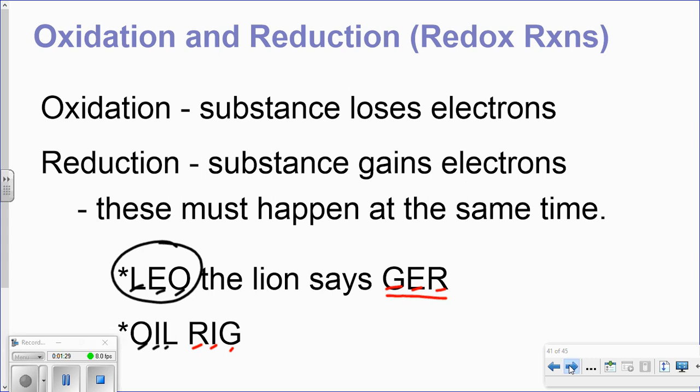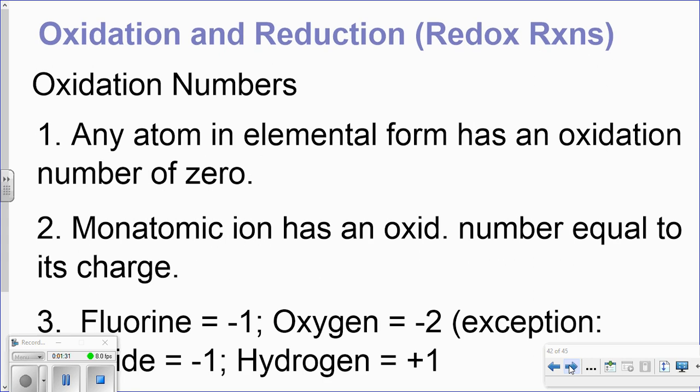So in order to do these problems, we must first talk about oxidation numbers. Now here are the rules, okay? You have to know these rules. I can only stress you need to memorize them. So let's talk about these real quick. Number one, any atom in an elemental form has an oxidation number of 0. So for example, if it's just magnesium, that has an oxidation number of 0.